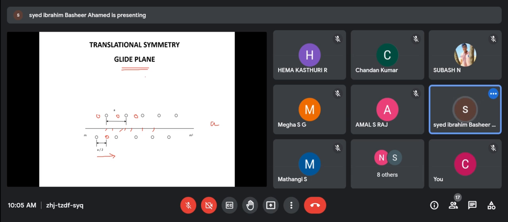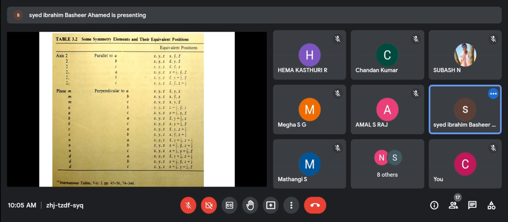This type of symmetry is called a glide plane. So you have two types of symmetry operation which involve translation: one is the screw axis and the other is the glide plane. In the screw axis, you have rotation followed by translation. In the glide plane, you have reflection followed by translation. Right? So here you can see some symmetry elements and the equivalent positions.